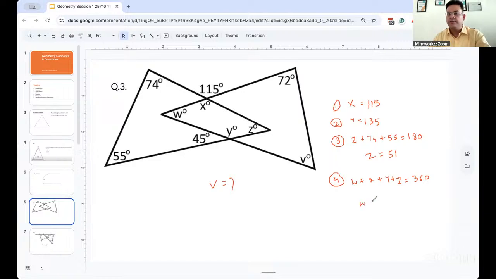From here you will get W is equal to 360 minus X minus Y minus Z, which will be how much? You can add X plus Y plus Z. X plus Y is 250, plus Z is 301. So the answer is 59 degrees. Is it? I hope I have not done any calculation mistake.